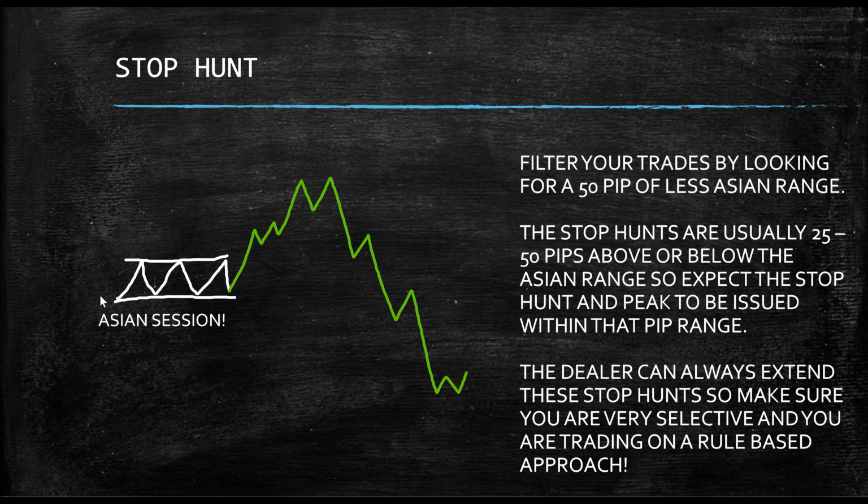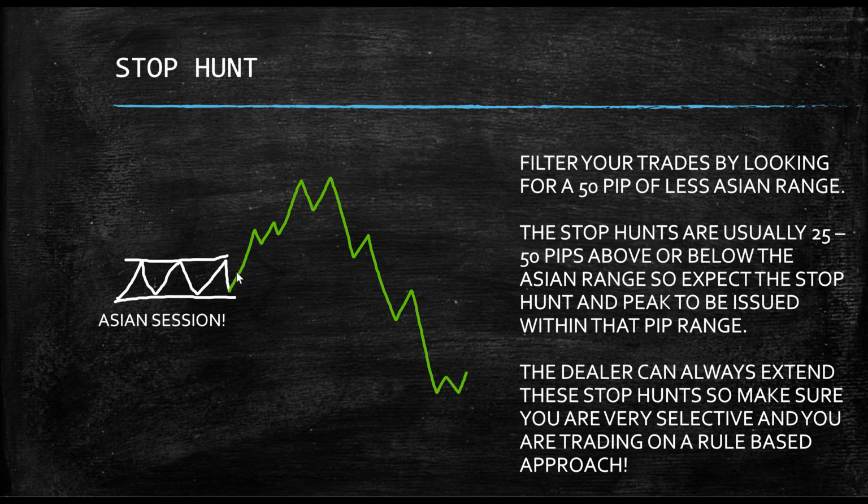So as we can see, basically this is a drawing of what we would expect. This white line right here would annotate our Asian session. All right, so to filter your trades, we are going to be looking for a 50 pip or less Asian range. So we want to see this Asian range being 50 pips or less. It could be more sometimes, but we're going to focus on those ranges that are 50 pips or less. The stop hunts are usually 25 to 50 pips above or below the Asian range. So expect the stop hunt and peak to be issued within that pip range.